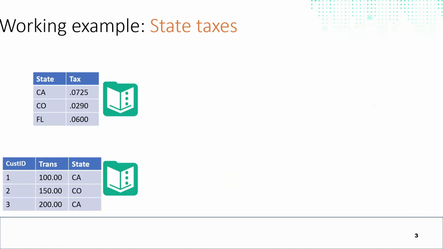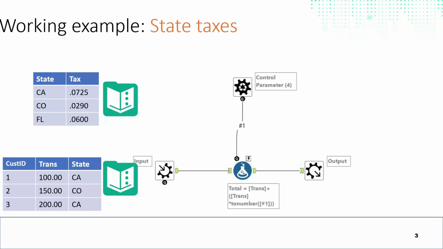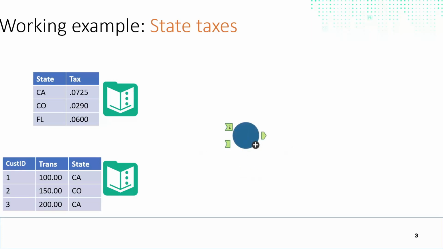Now, the example that we're going to do is state taxes, and then we're going to have transaction amounts from customers in states, and we need to figure out what the taxes are on this. So we build the macro, we turn it into a macro. Note that you've got the control parameter, which is the upside down question mark, and then an input and an output. We go ahead and throw the control parameter and the data into the appropriate anchors.